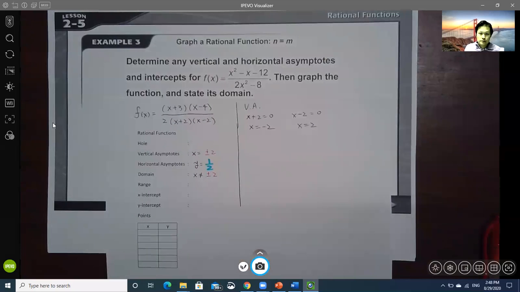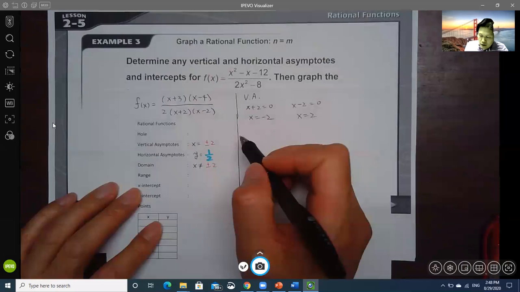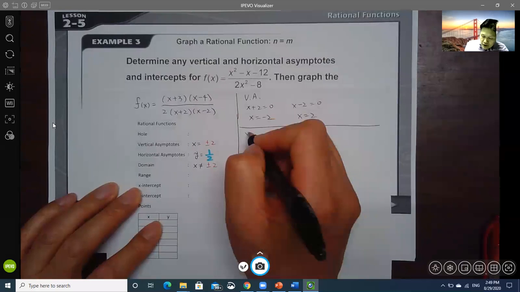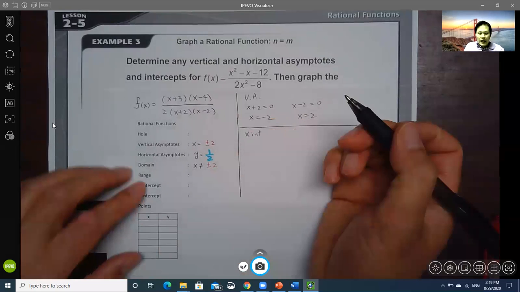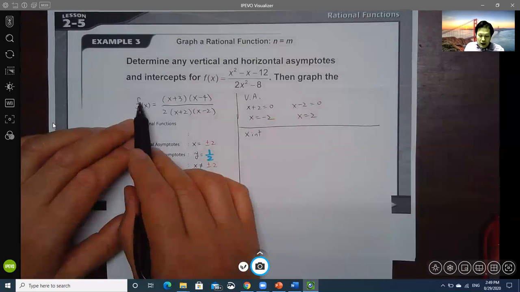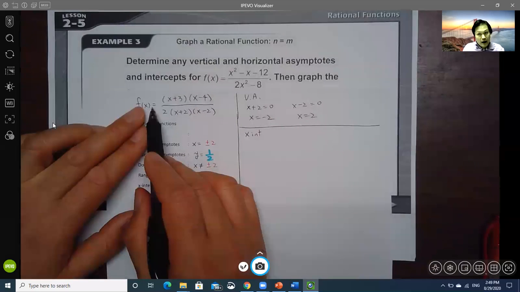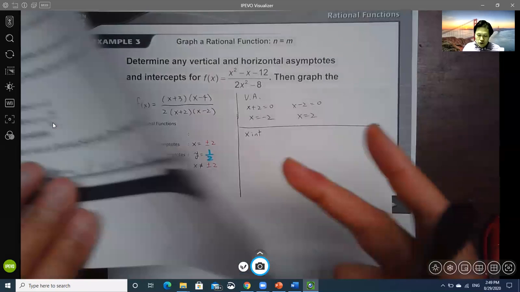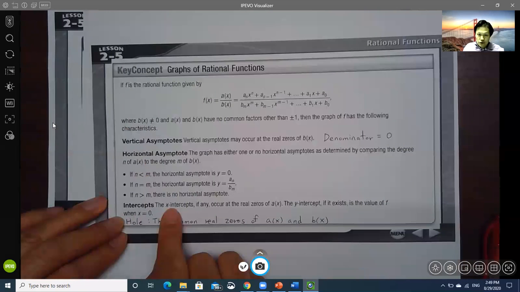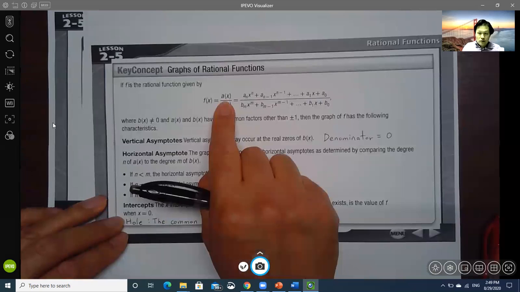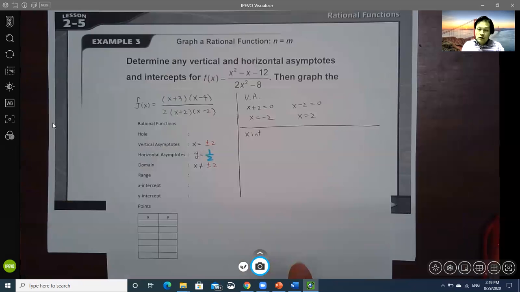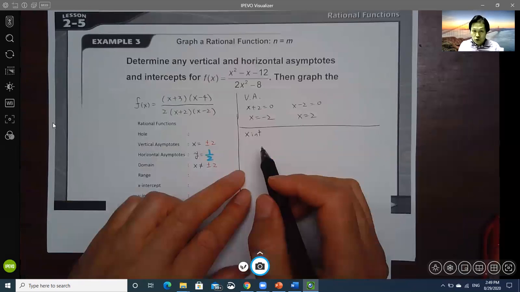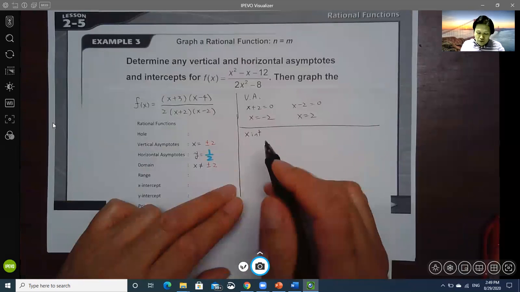X-intercept. Okay, x-intercept is y equal to 0. Okay, now did you get the idea? Do you remember? Eventually, when you try to get the x-intercept, what do you do? 0 of numerator. So if you don't remember that shortcut, no problem. Just plug in y equal to 0.